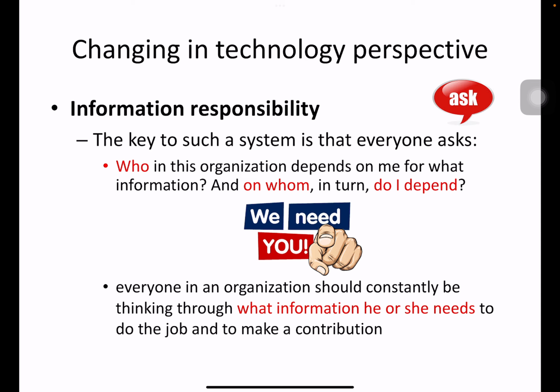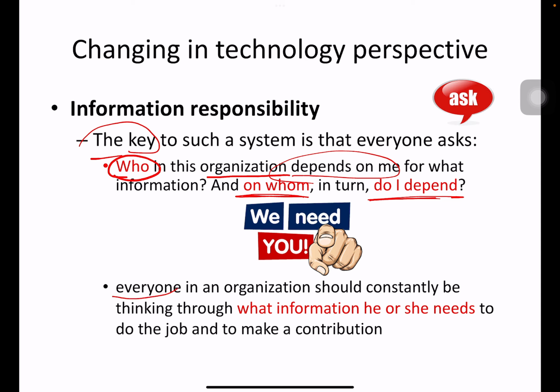So before then, the key that we have to find is who in the organization depends on the information, what information we should use, who else we can talk to, who is responsible for that information, who is the information owner.